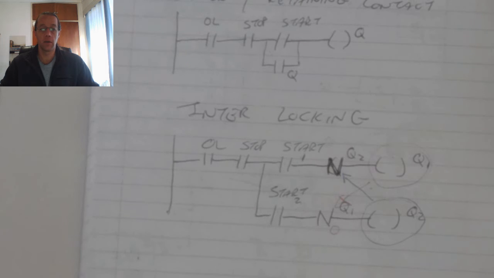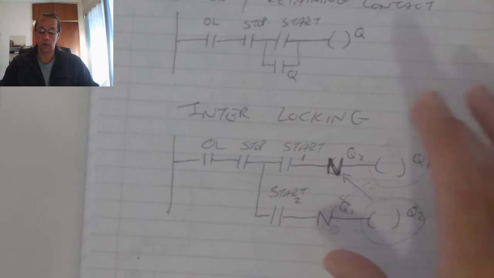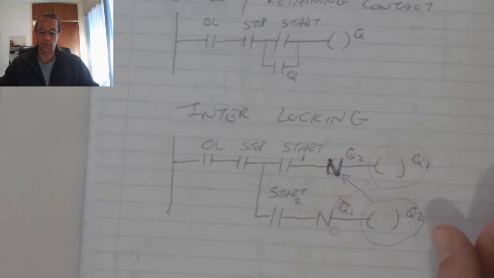Consider a forward or reverse starter, or an up and down elevator. We do not want, the elevator can only go up or down, it cannot do both at the same time. So that's where we would apply interlocking in practice.